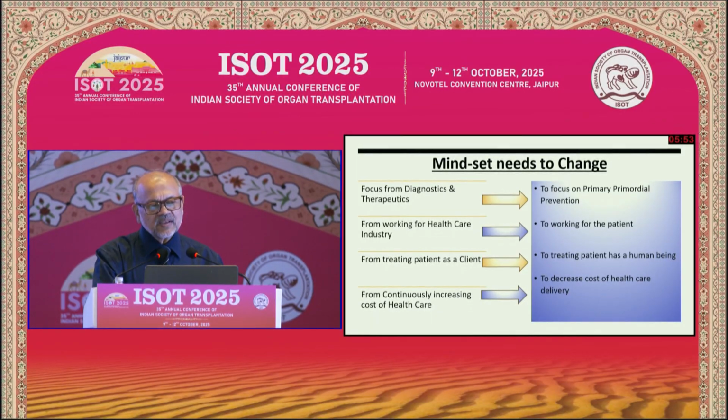From continuously increasing the cost of healthcare to actually decreasing the cost of healthcare delivery. If you look at the cost of healthcare, it's exponentially going up. And unless you have health insurance, you are yourself not able to afford it. So you have to think in terms of decreasing the cost of healthcare, which will come only if you start thinking of prevention.